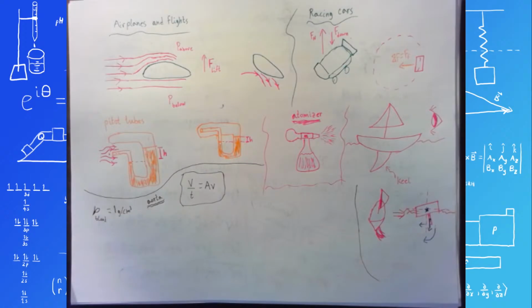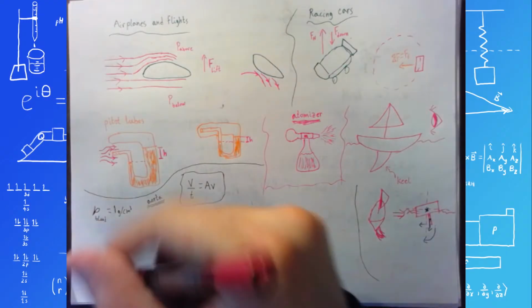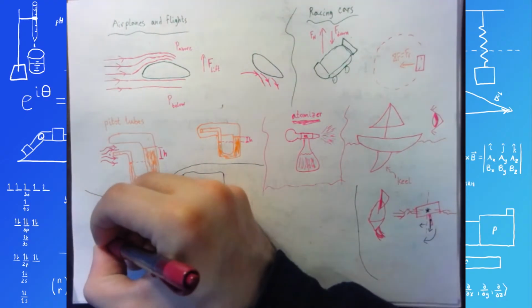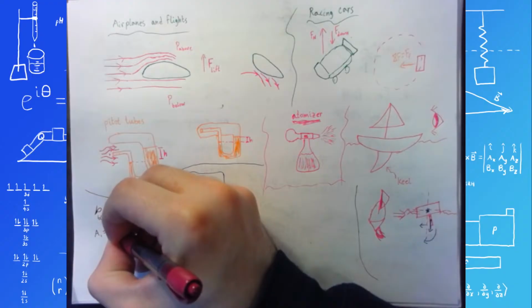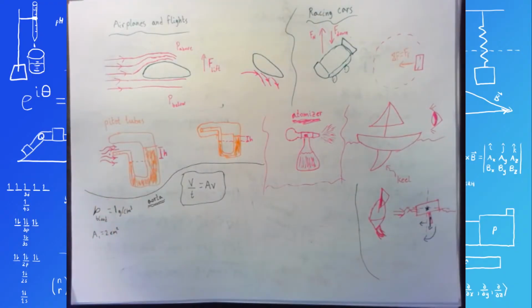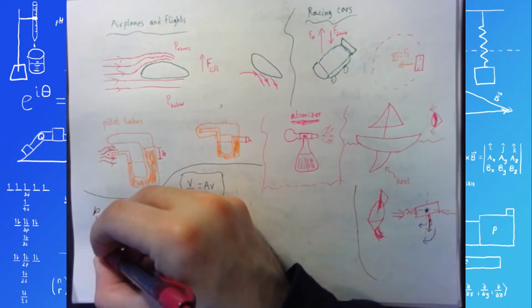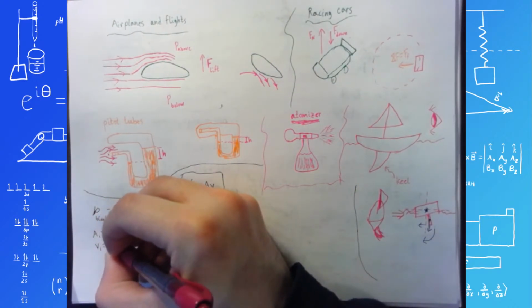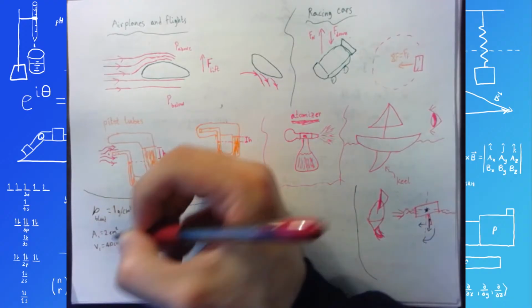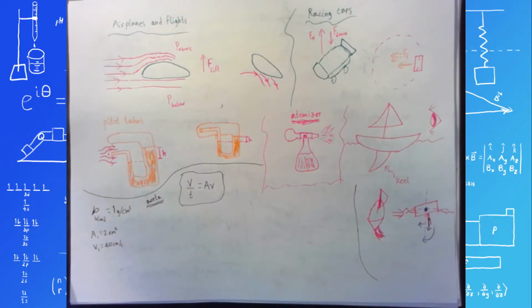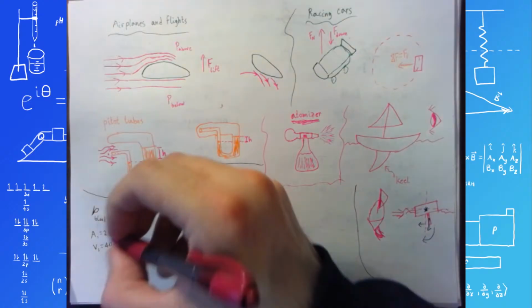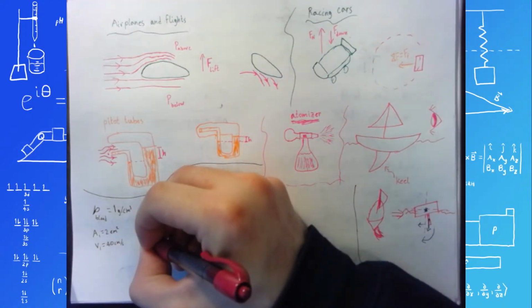Anyway, cross-sectional area is 2 square centimeters, so I'll call that A1 is 2 centimeters squared. And the flow speed, V1, is going to be 40 centimeters per second. Well, since everything is in centimeters, I don't really need to convert here. So they wanted the mass flow rate. They want m over t.